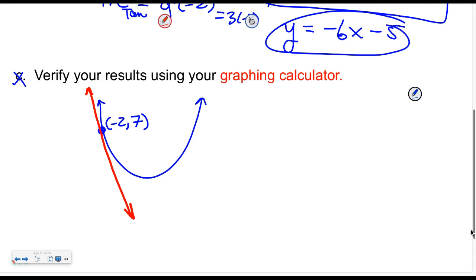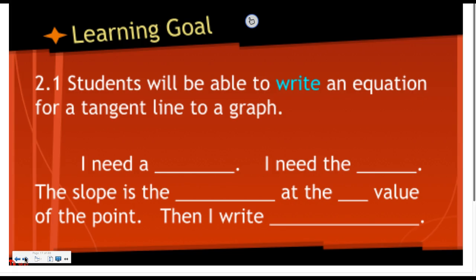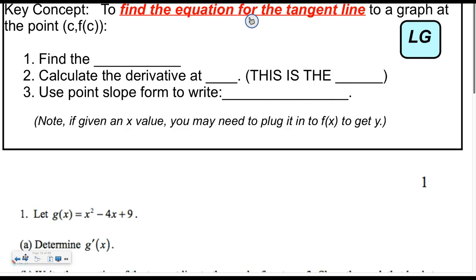On the next page, this is a huge thing for us. Can you find the slope of a tangent line? So on your next page, I'm going to go right ahead. Key concept here, this is a big hitter. This is our first key concept we've had: finding the equation of the tangent line. First, you need to find the derivative.